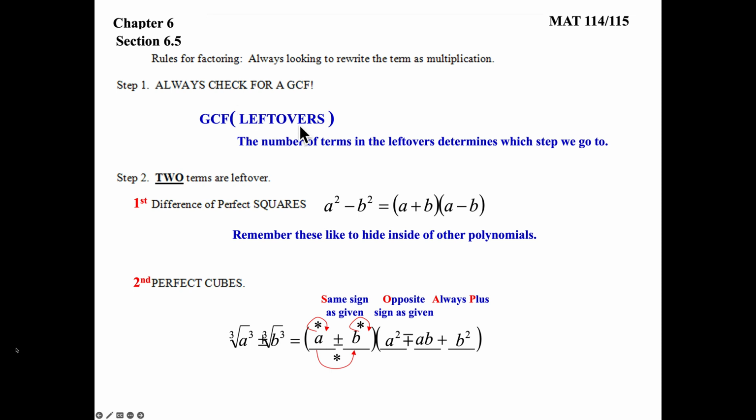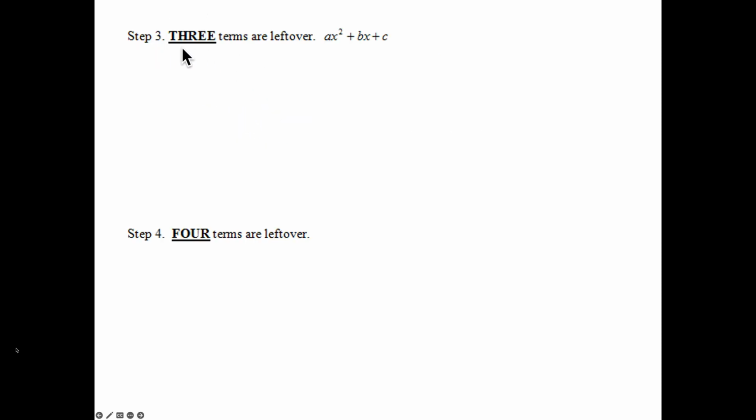All right, to step 3. If there are 3 terms in this leftover, then we're going to jump down to step 3. This is when we had our ax squared plus bx plus c. Remember, we're going to use our sign rules. If this is a plus, then the two signs are the same. It's the sign of the middle term. If this is a minus c, then it's one plus, one minus. Remember, we always use this a twice when we write down what our answer looks like. So I'm going to base it off of this plus c, and then a plus in the middle term. So ax plus something, ax plus something.